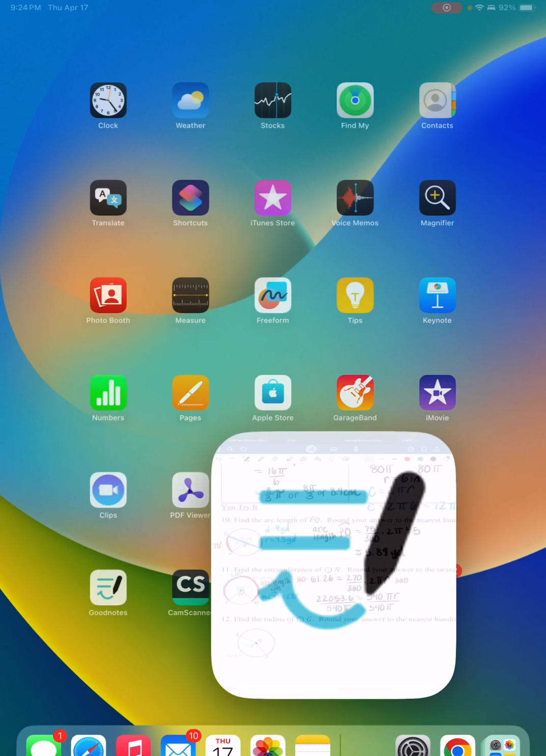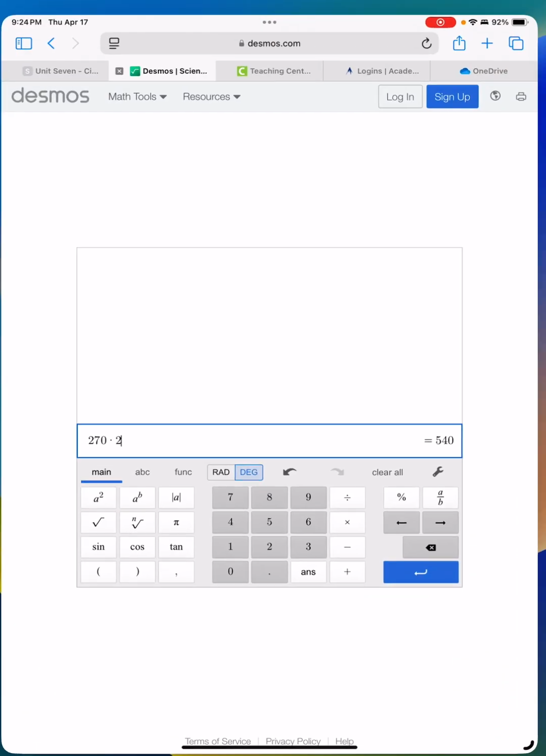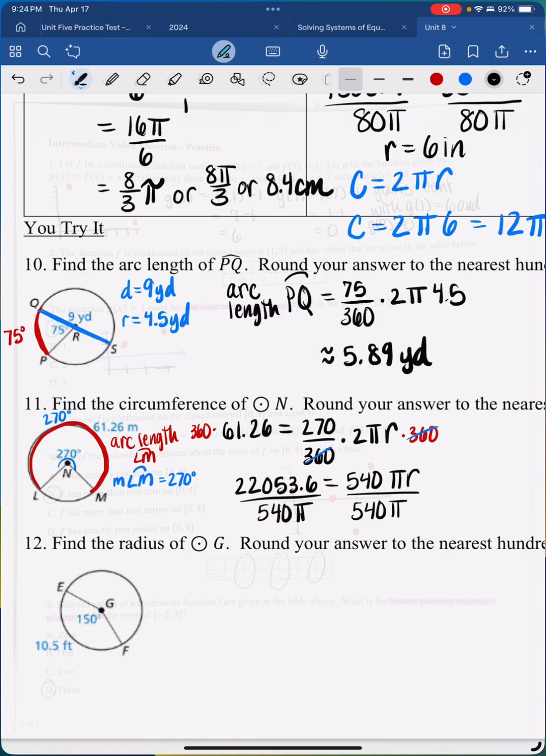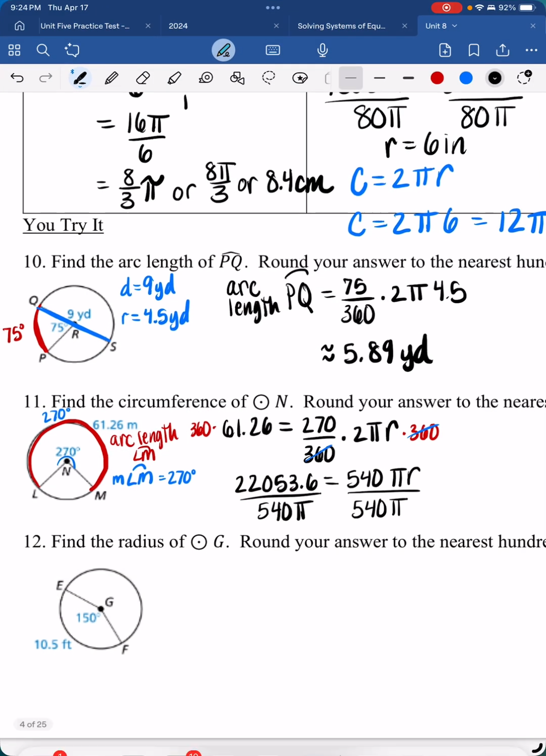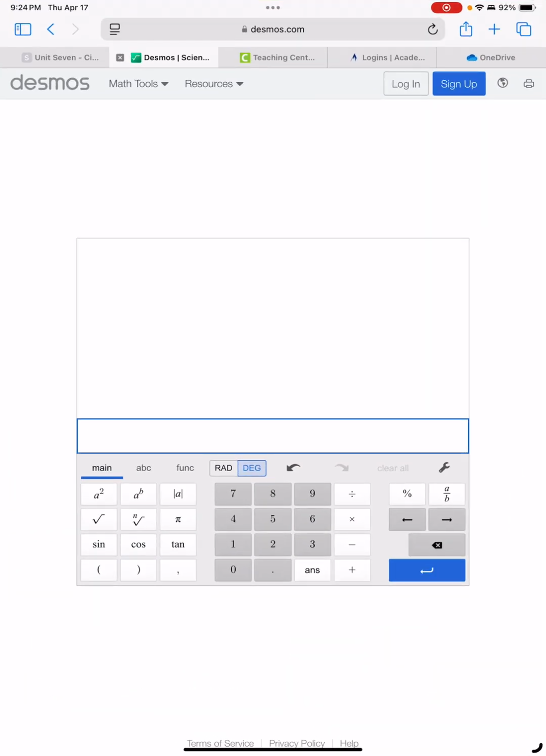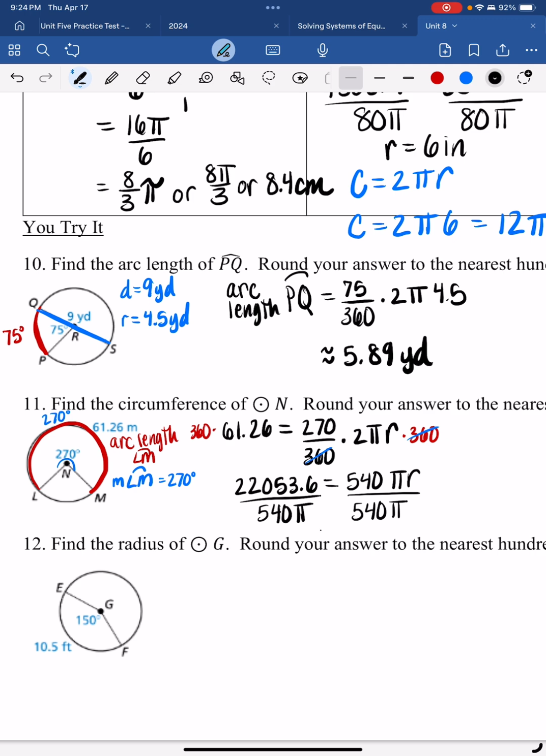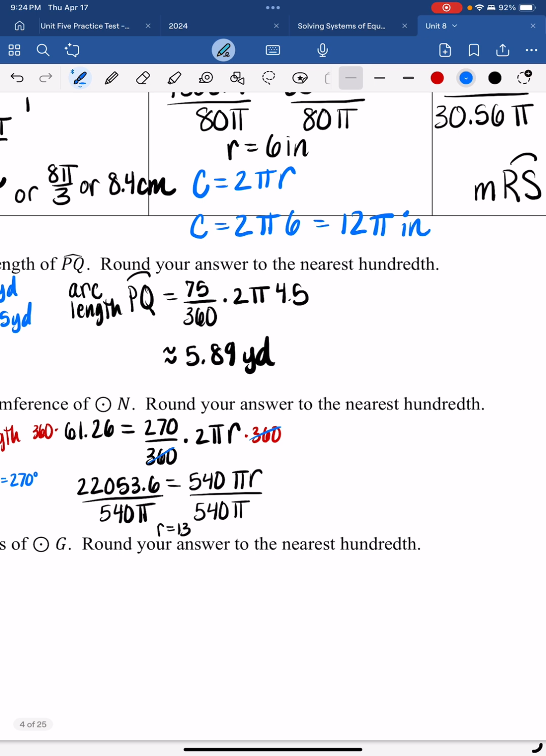Okay, so taking that answer we just got, 22,053.6, dividing by 540 pi. So we'll get about 13 for our radius. So let's write that down. Our radius is 13. Next, we just need to calculate our circumference.